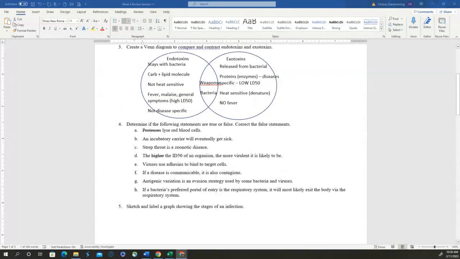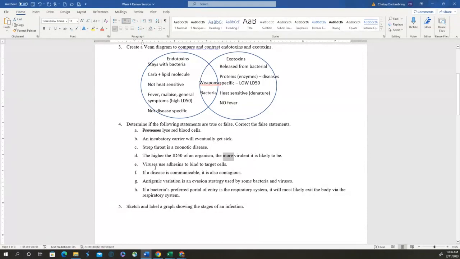Because a lot of them, as we'll learn in Unit 4, are spread by endospores, which are those very dormant forms of a bacteria. And so when you tend to come into contact with an endospore, like in the soil or something, you tend to come into contact with a lot of them at once. So even if it is like a higher ID50, you still tend to get it all at once.